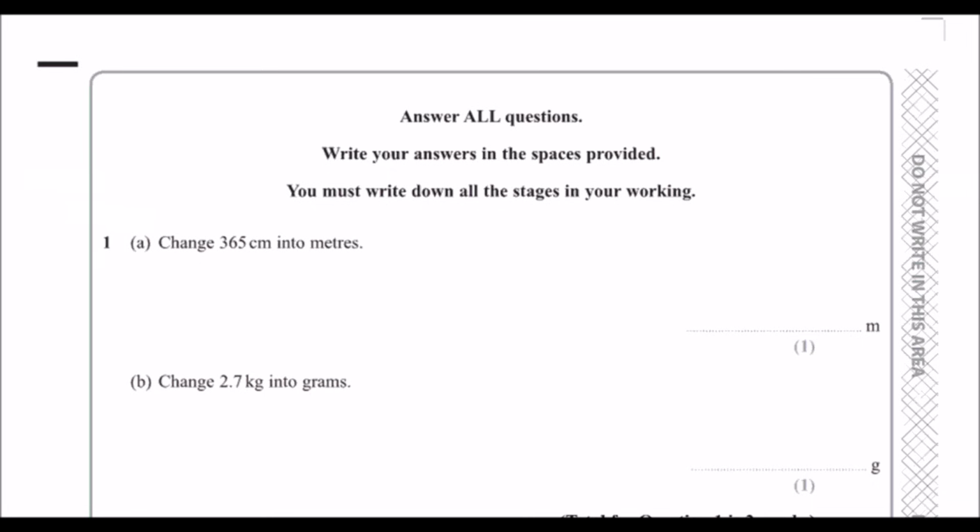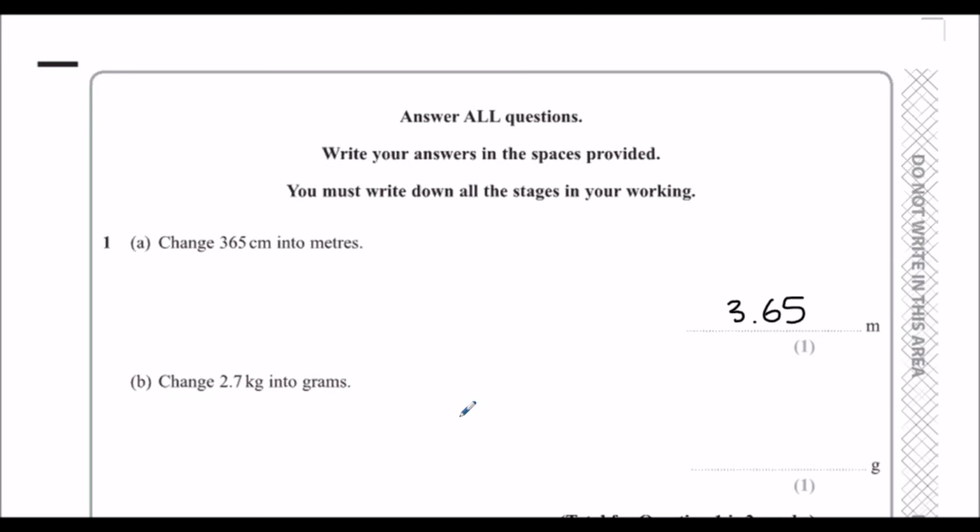So question 1 says change 365 centimeters into meters. So each 100 centimeters makes 1 meter. So we've got 3.65 meters.